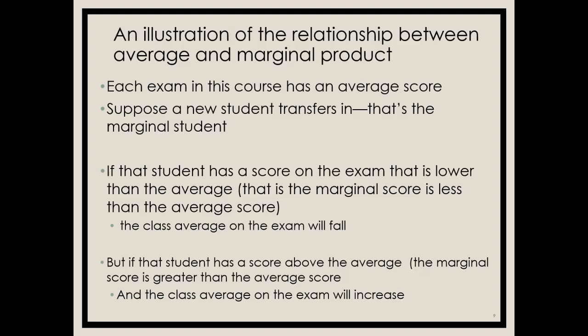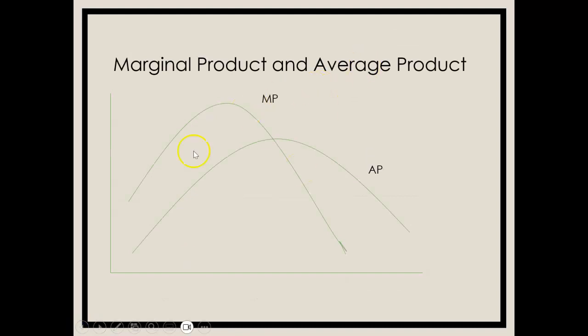But if that student has a score that's above the average of the rest of the students, that is, the marginal score is greater than the average score, then the class average on the exam will increase. That student is going to bring up the average in the class, and it's going to make life harder for the rest of you if you are in one of those classes where there's a curve on the exams and you have to worry about what the average is. So that's the intuition behind what happens with these diagrams.